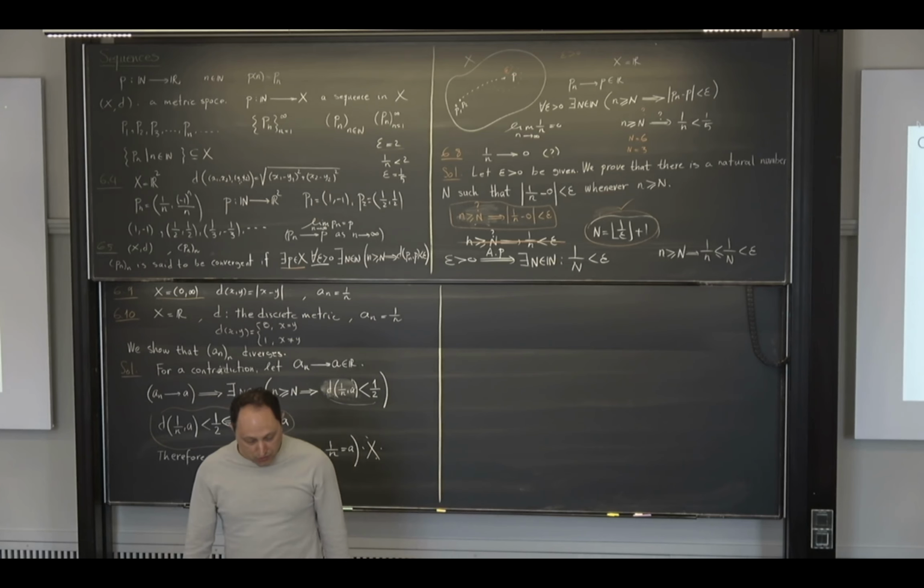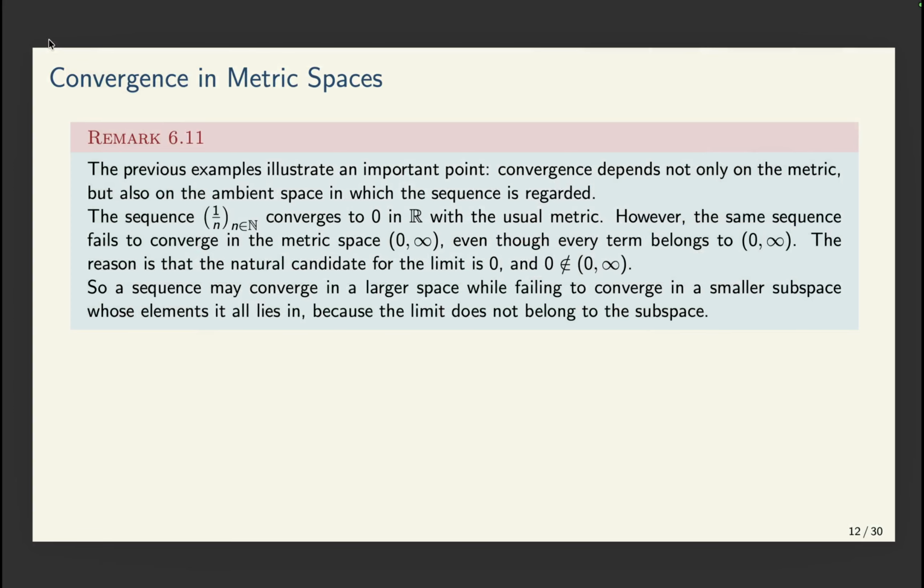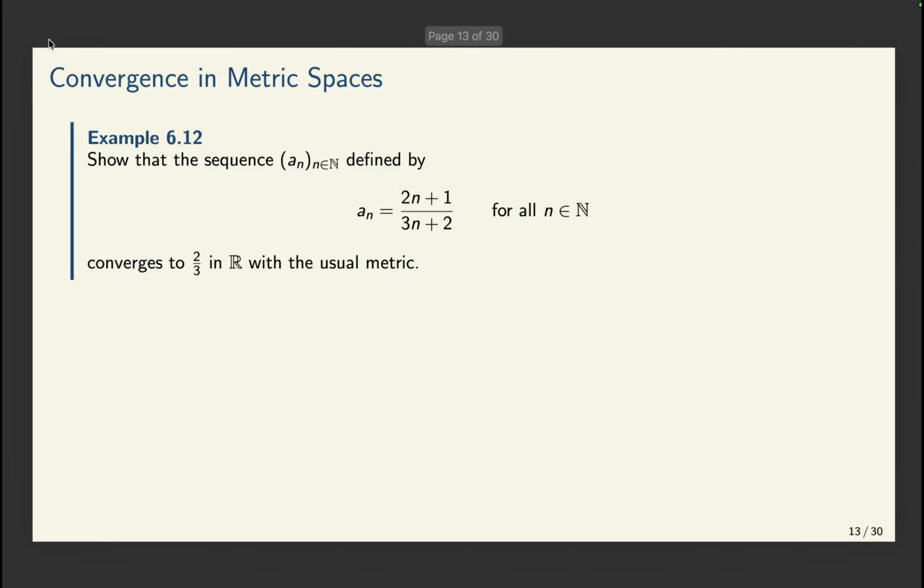So I have written this remark here for you. The previous example illustrates an important point. Convergence depends not only on the metric, but also on the ambient set in which the sequence is regarded. I have explained, okay? So now let us do a little bit more complicated example, by this epsilon delta, and carry on. Okay, so this is what we want to do.